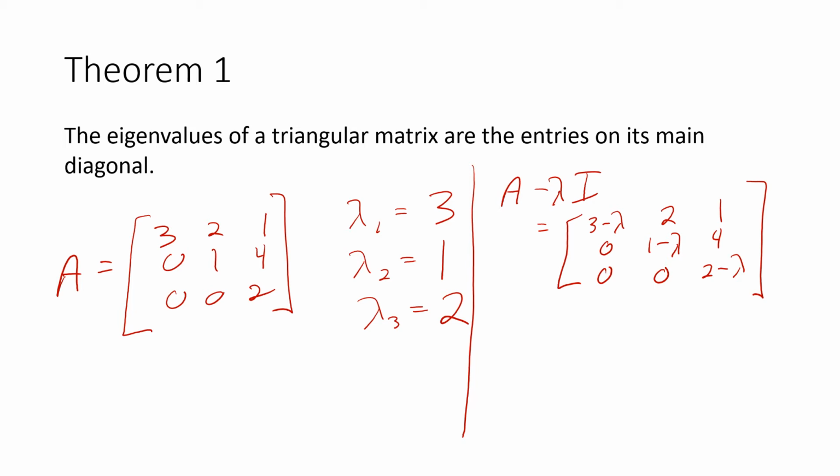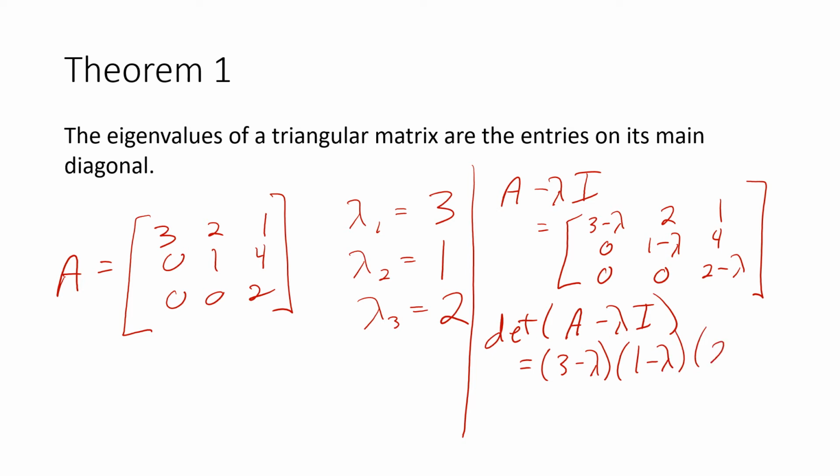What's the determinant of a triangular matrix? The determinant of A minus lambda I, you just multiply down the diagonal. 3 minus lambda, 1 minus lambda, 2 minus lambda. What makes that equal to 0?